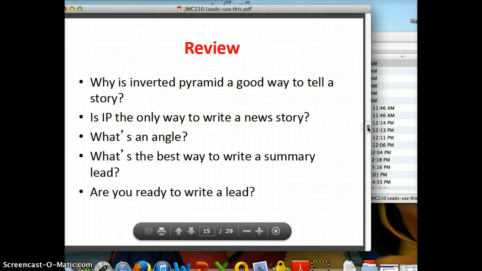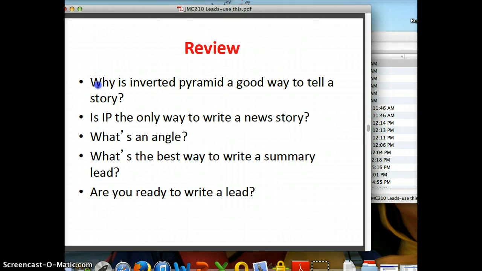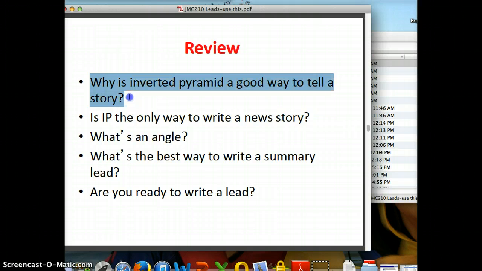Okay, so to review, remember from last time, the inverted pyramid is a good way to tell a story. Why is that? It's easy to write, it's easy to edit, it's easy to read.